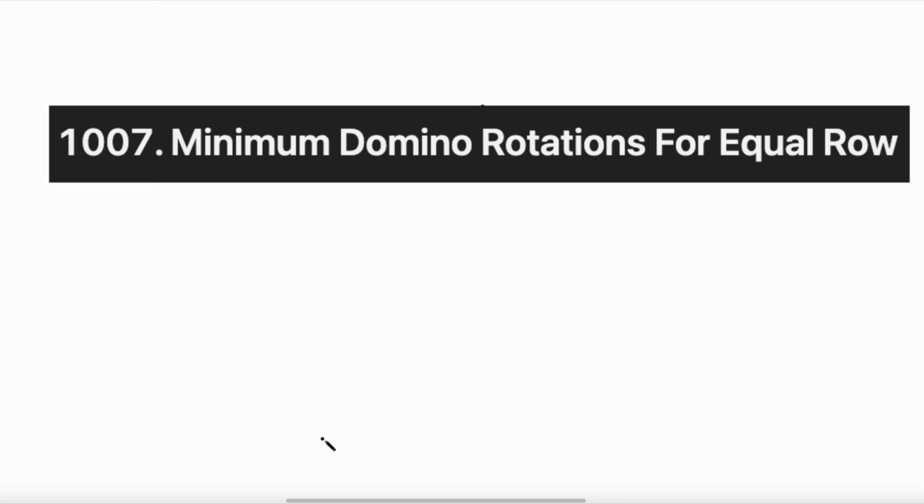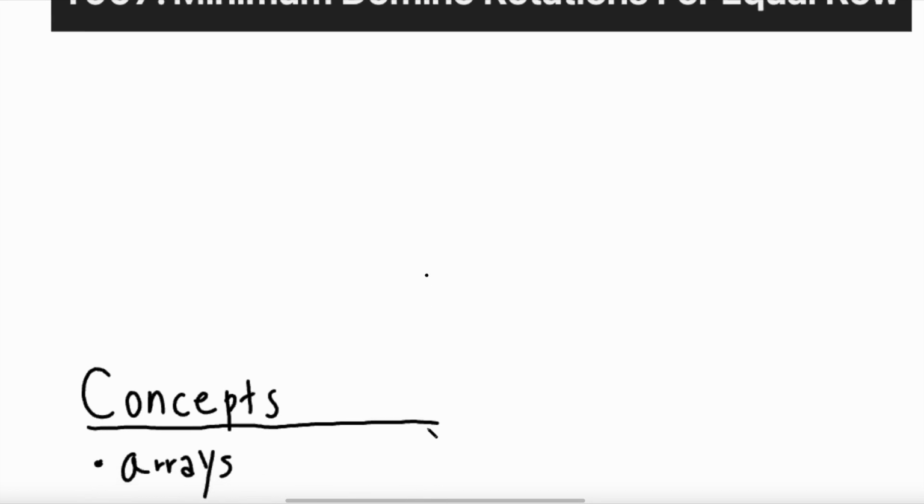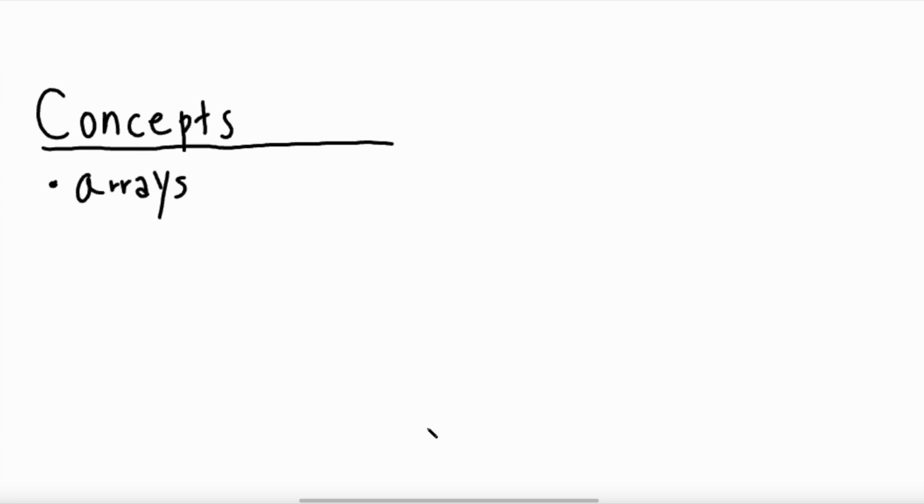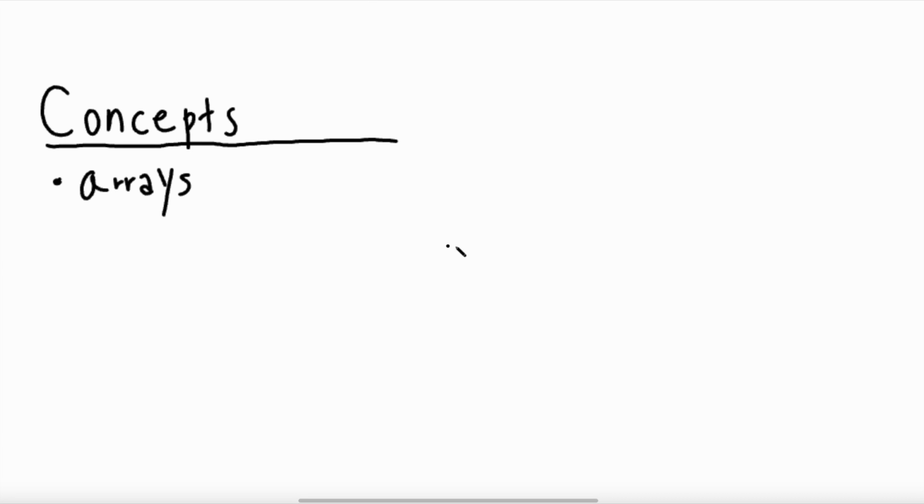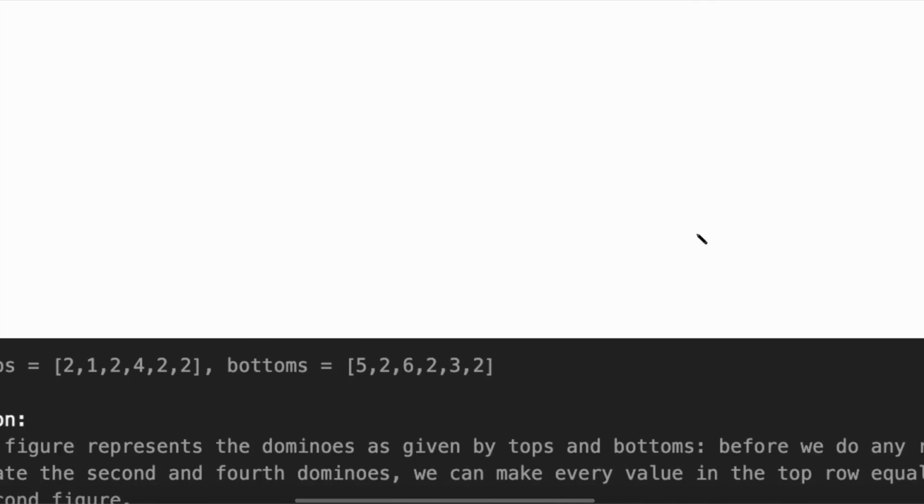Minimum domino rotations for equal rows. To solve this problem, we only need to know one concept, and that is arrays. Arrays are simply data structures that store values in a fixed length. So 1, 2, 3, for example, is an array. And we use this to solve the problem.